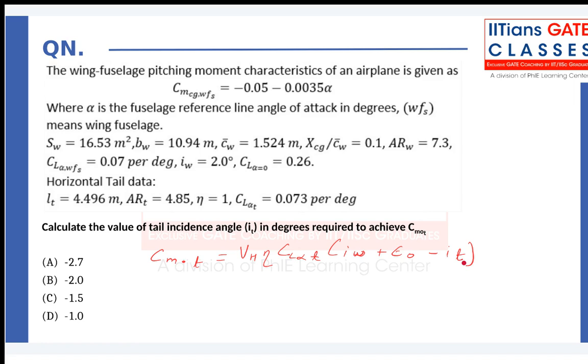So we've gotten one answer. What about the others? Are you getting the same answer? Just rearrange the terms you have. IT is minus Cm naught tail by VH beta, sorry, Cl alpha tail, plus I plus epsilon naught. Why are the two answers different? Why are you getting different answers?